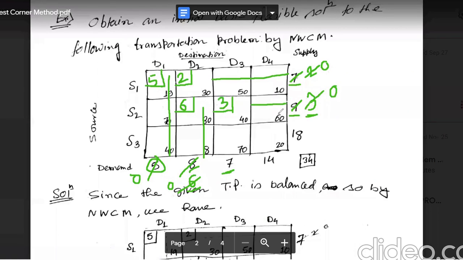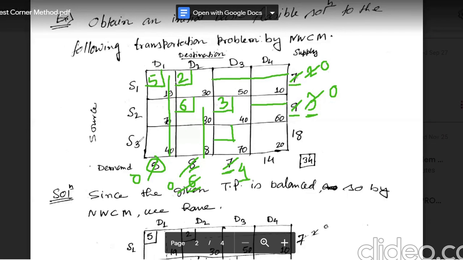Now, since 3 units have been supplied to destination D3, but destination D3 has how much demand? 7 units. So how much more is left? 4 units. Now next, since this row has been cancelled out, you need to move here, because this column has also been cancelled out. So you have to move to this cell. Now in this cell you have to make allocation. So more 4 units are required.